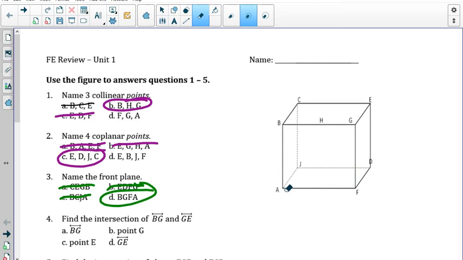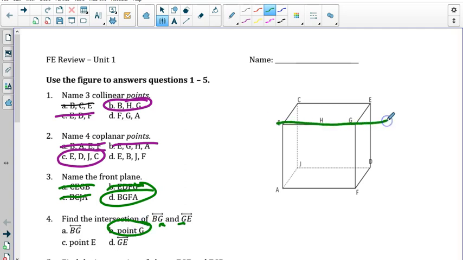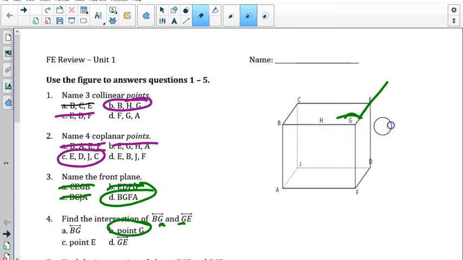The intersection of BG and GE. Here's a hint. You don't even have to look at the box. It's point G. But if you do look at the box, here's BG, here's GE. Where do they cross? 2 lines intersect at a point.